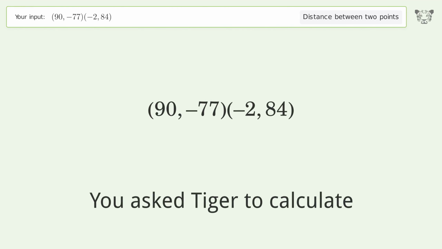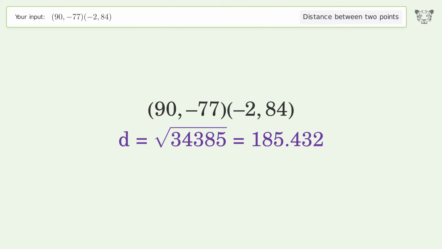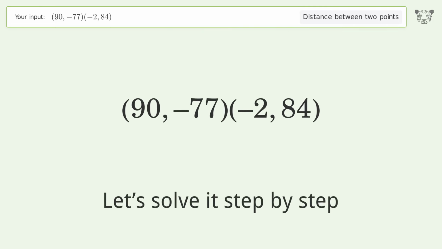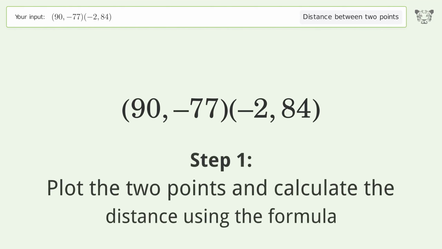You ask Tiger to calculate. This deals with the distance between 2 points. The distance between the 2 points is the square root of 34,385, or 185.432. Let's solve it step by step. Plot the 2 points and calculate the distance using the formula.